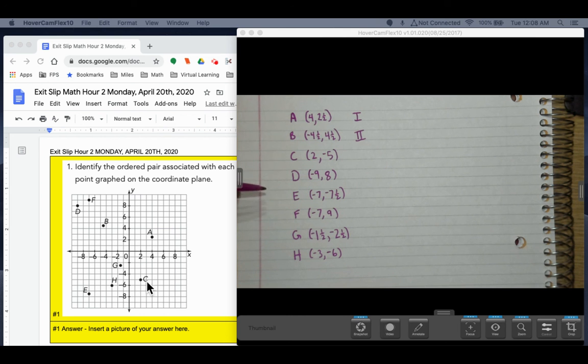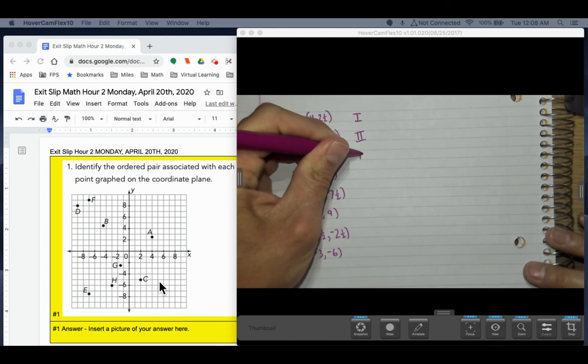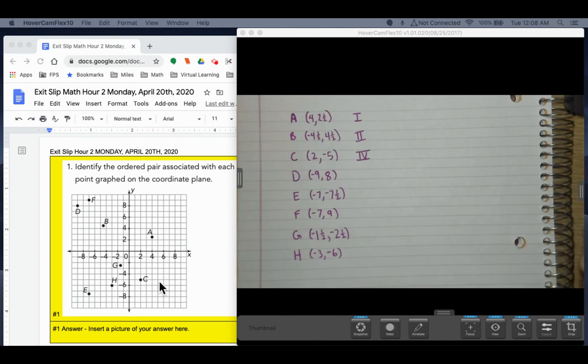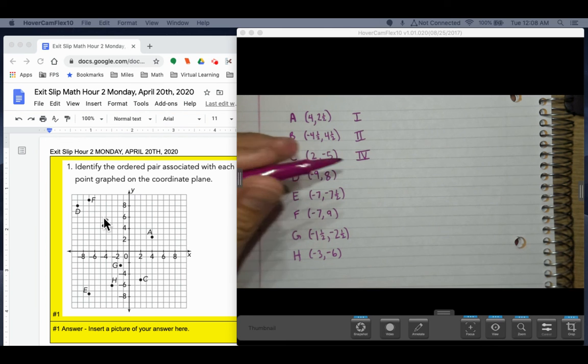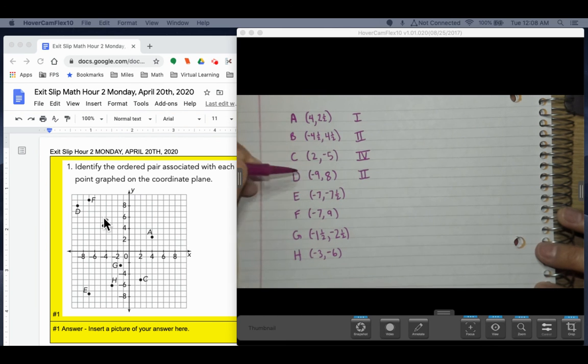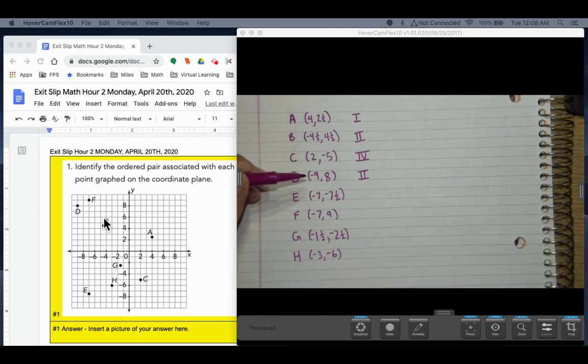A, B, C. C is in quadrant 4, and the Roman numeral looks like that. You should write this next to your work. The first one's positive, the second one's negative. And then D, quadrant 2. First one's negative, second one's positive.